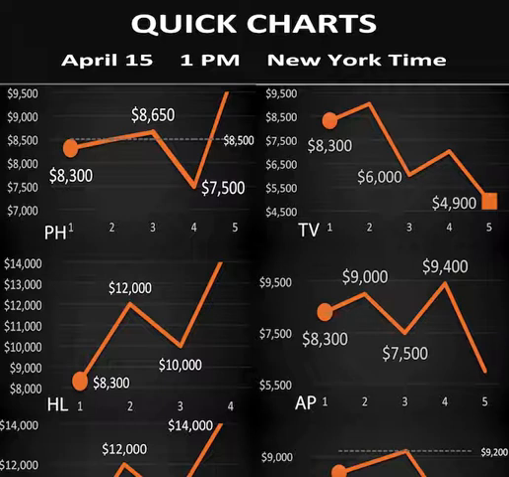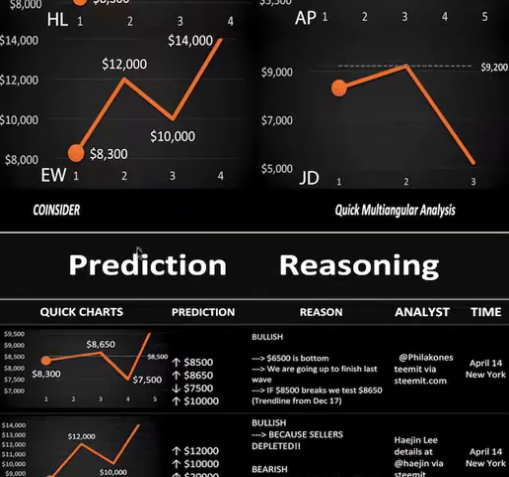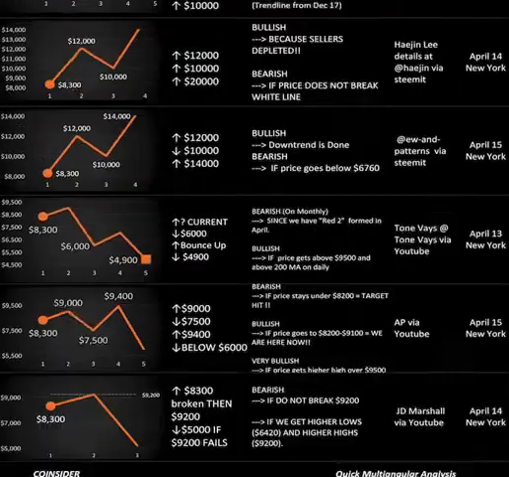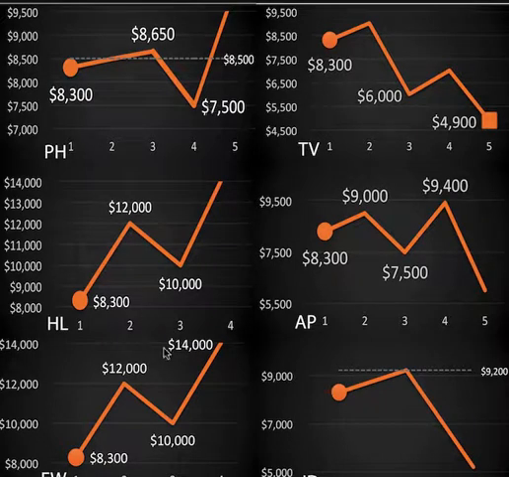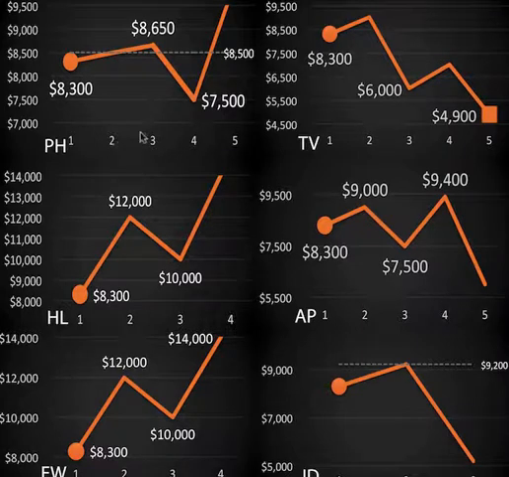There's three sections. There's quick charts, then the next section, which is predictions and reasoning by the analysts, and then the final candle charts area. Let's go into the first section. We have six mini charts, or six quick charts. On the left hand side we have the bullish looking charts, on the right hand side the bearish looking charts, and we're going to look for a few similarities on the bulls and the bears.